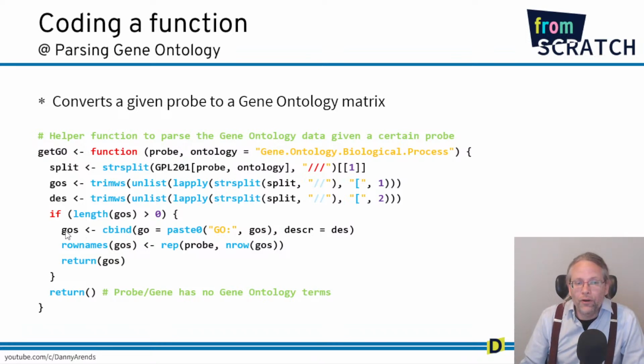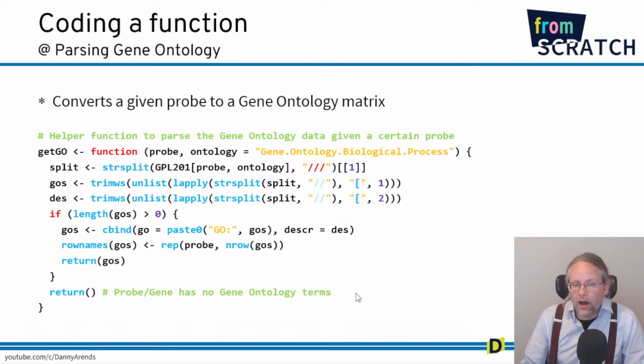So I'm now going to say, well, cbind the GeoIDs with the term geo double point because they're just numbers. So I want to say geo double point and then the number, and then add a secondary column which is called description. And then I'm going to take the name of the probe and repeat it for every row of the matrix that I just created, and then add that as the row names. And then I'm going to return this little matrix.